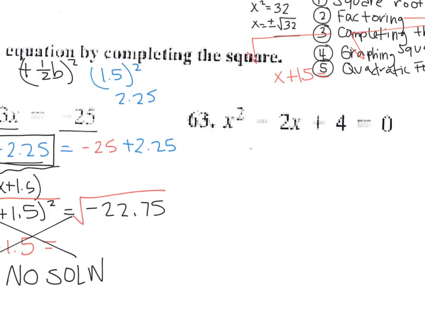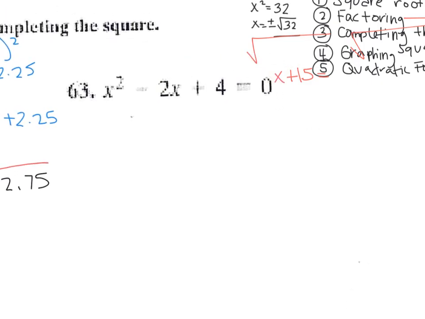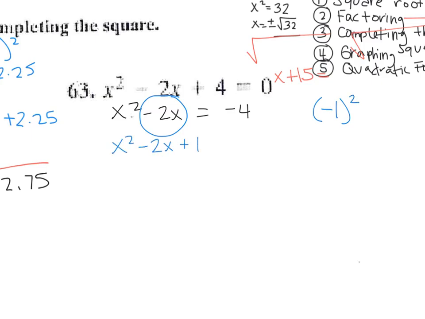So here I'll do another complete the square from the beginning to end. So what I want to do first is get a and b on one side and c on the other. So I need to get rid of the 4. So I have x squared minus 2x equals negative 4. Then I take half of negative 2, which is negative 1, and I square it. So I'm going to add 1 to each side. Don't forget to add it to the left and the right hand side.